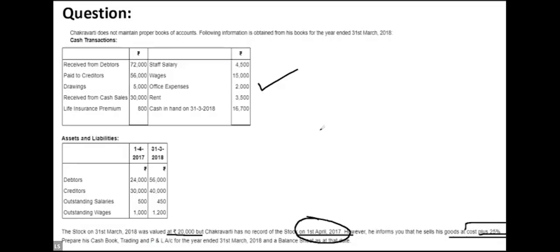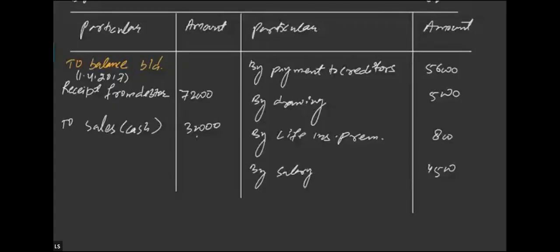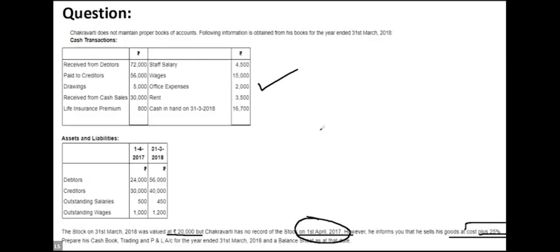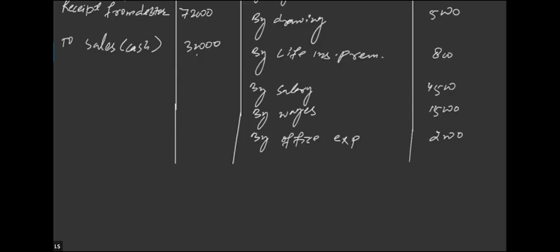Then after that, we have wages 15,000 paid during the year and office expenses 2,000. By wages, 15,000; by office expense, 2,000. Office expense is an indirect expense. It will be shown in the profit and loss account as well while making the profit and loss account. Okay, and other than this, we have the rent 3,500 and the closing balance of cash, 16,700. By rent, 3,500, and by balance c/d of the cash account, 16,700.